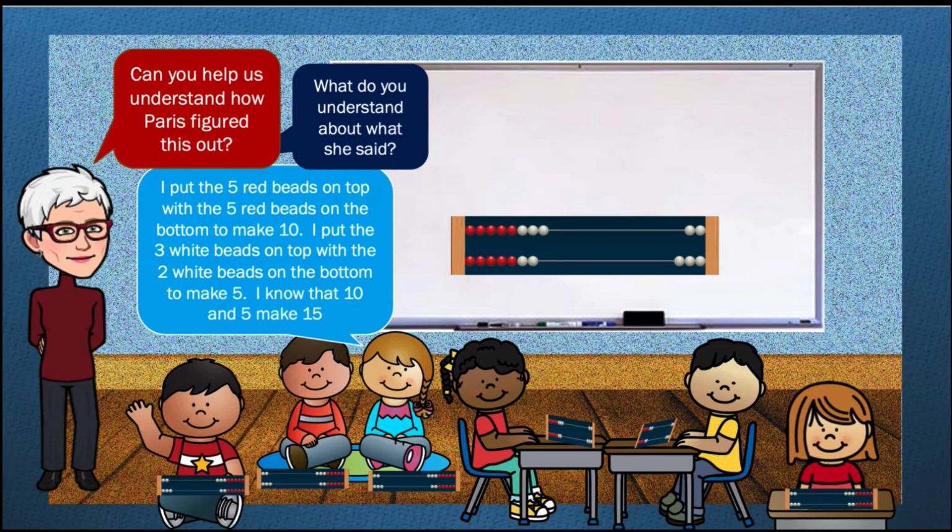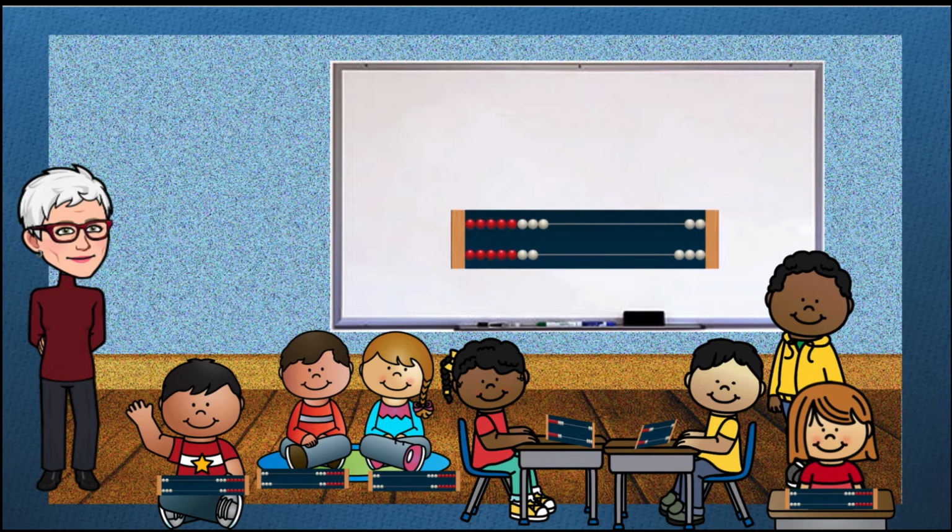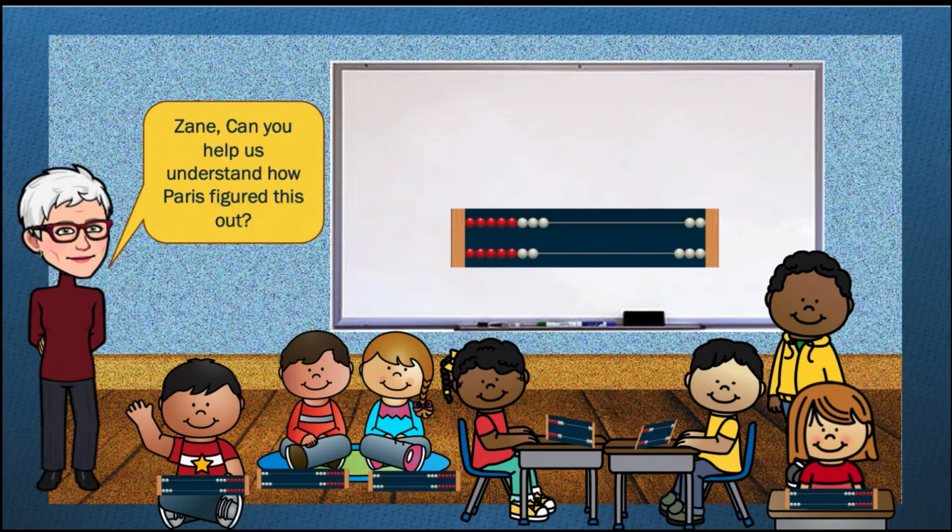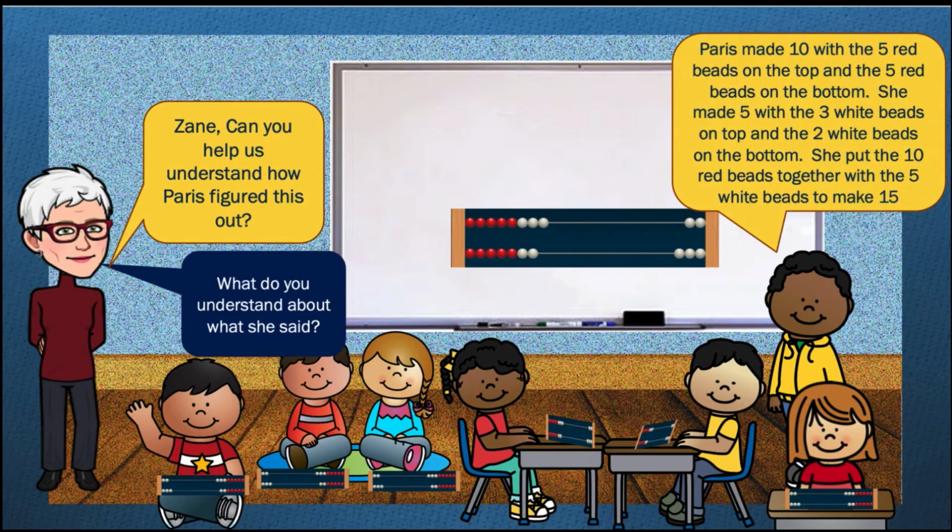In our example, the teacher decided to call on a specific student, Zane. She asked, "Zane, can you help us understand how Paris figured this out? What do you understand about what she said?" Zane explained, "Paris made 10 with the 5 red beads on the top and the 5 red beads on the bottom. She made 5 with the 3 white beads on the top and the 2 white beads on the bottom. She put the 10 red beads together with the 5 white beads to make 15."